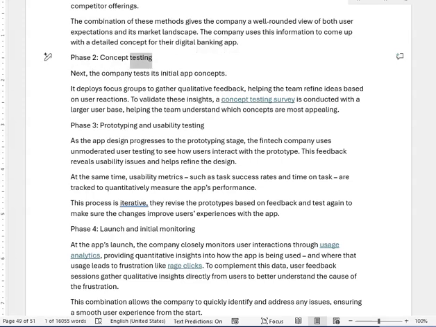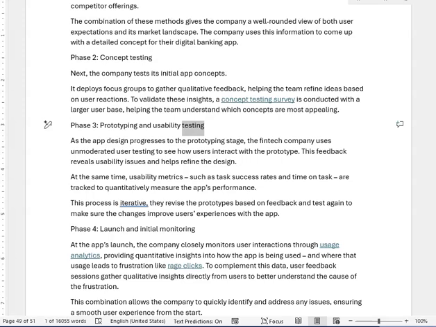Phase 2. Concept testing. Next, the company tests its initial app concepts. It deploys focus groups to gather qualitative feedback, helping the team refine ideas based on user reactions. To validate these insights, a concept testing survey is conducted with a larger user base, helping the team understand which concepts are most appealing.